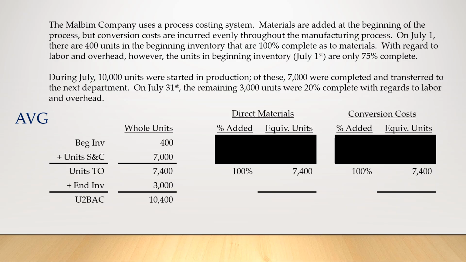For ending inventory, 100% of materials have been added for the same reason under the FIFO method. All materials are added as soon as the inventory is put into production. Conversion costs are still incurred evenly throughout production, and ending inventory was only 20% complete with respect to labor and overhead. So 20% is the percent added for conversion costs this month. Our total units to be assigned costs for materials and conversion costs are 10,400 and 8,000 units respectively.